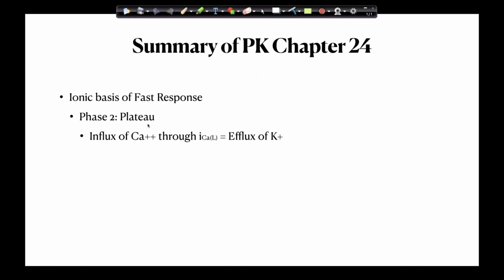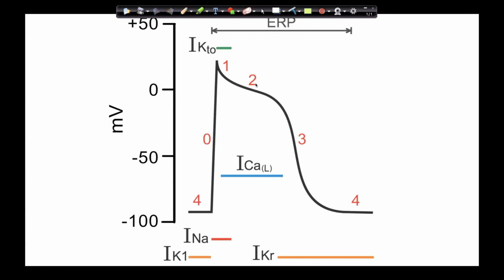Now, phase 2 is the plateau phase. So this is where the influx of calcium through the L-type channels, so the long-lasting type calcium channels, equals the efflux of potassium. So again, if you look at it here, you've got the influx of calcium through the long-lasting or L-type channels, and that equals the efflux of potassium that's happening here. So the influx of calcium is equaling the efflux of potassium, and that causes the plateau phase.